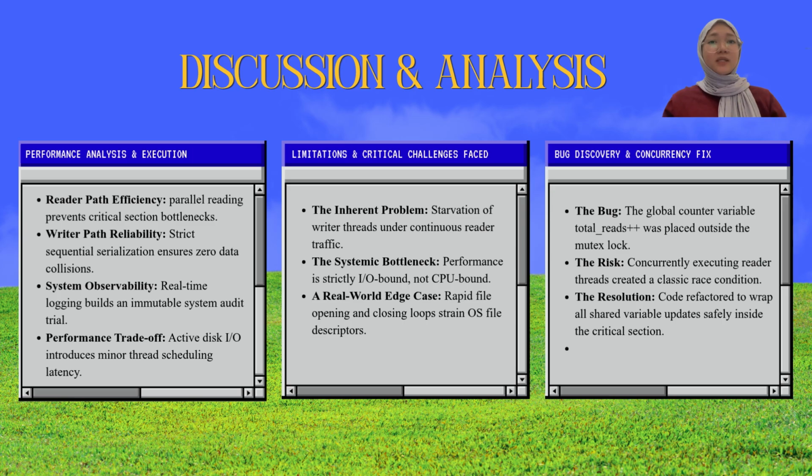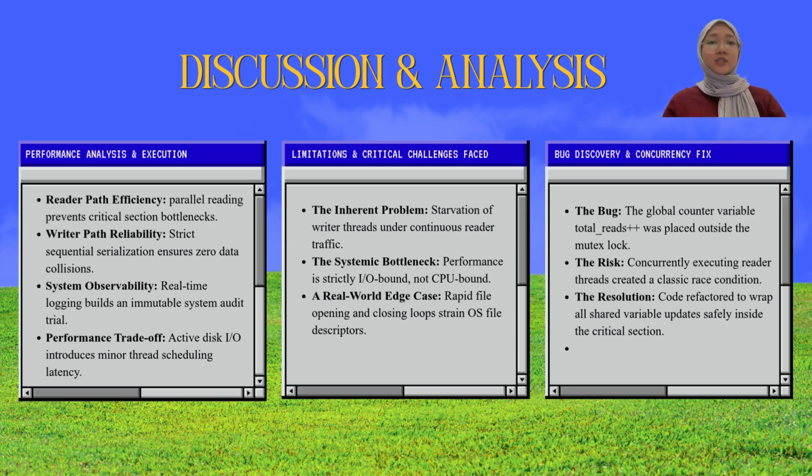Finally, the most valuable engineering takeaway during our integration phase was catching a critical synchronization bug in our reader module. Initially, we noticed that our global tracking counter was occasionally displaying incorrect totals under high load. Upon a deep code review, we discovered a race condition. The variable increment was executing just outside our protected mutex critical section. If two reader threads switch contexts at the exact same microsecond, they corrupted the count. We resolved this by refactoring our source code and pulling the increments safely inside the mutex, ensuring complete variable isolation and mathematical accuracy.